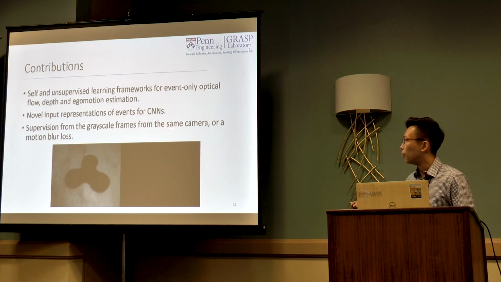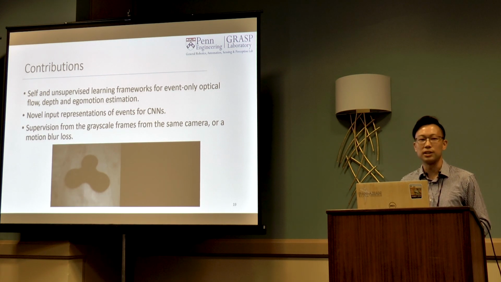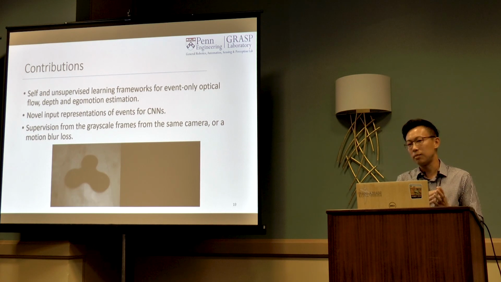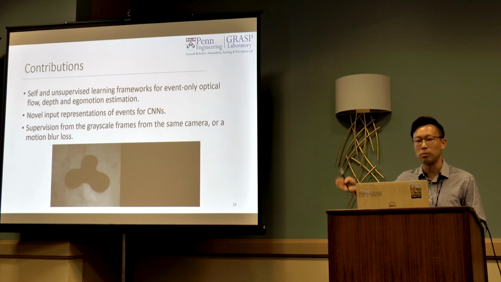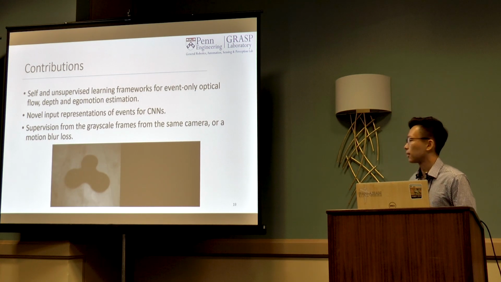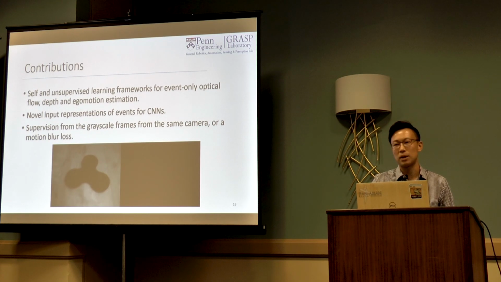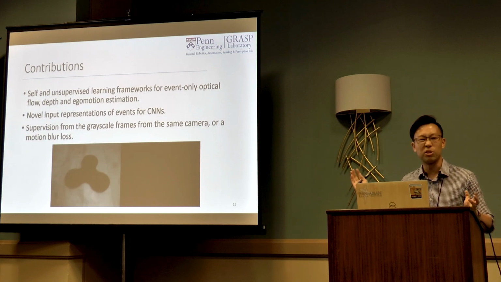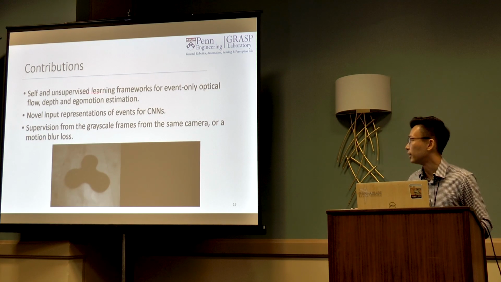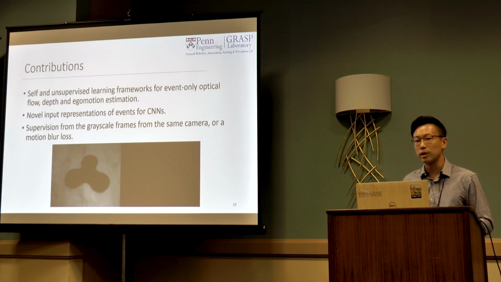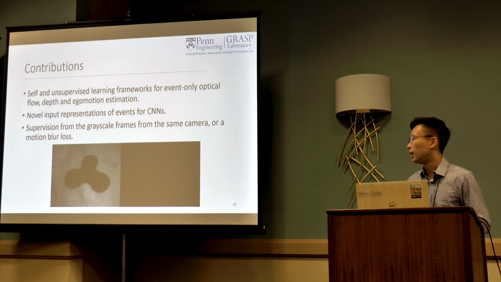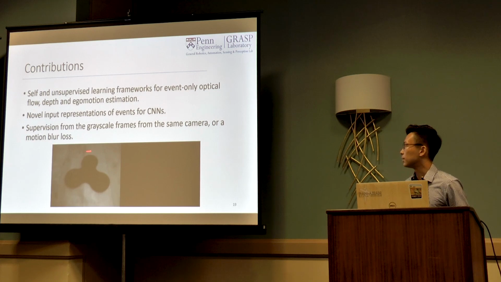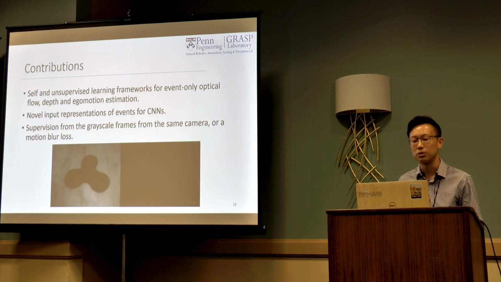The main challenge here is, how do you actually represent these events for a CNN? They come in as, you can think of them as, an n by 4 matrix, or a constant stream of 4 by 1 vectors, which is just x, y, time, and polarity. But traditional CNNs expect things that look like images. They exploit the spatial locality inside your image, and it's hard to do that if your input is just an n by 4 matrix. So I'll talk about how we resolve this problem. And then we provide supervision for the network, either from the grayscale frames that also come from the Davis camera, or more recently we use this motion blur or focus loss that Guillermo talked about earlier.